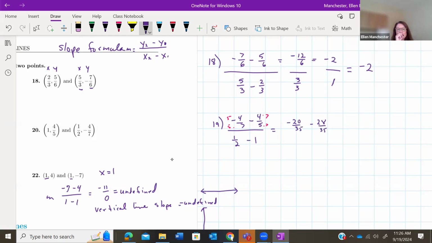Okay, so I did a common denominator of 35. Does that sound reasonable? So on the top, they're both negative, yeah. So on the top, I get a negative 48 over 35. So I'll leave that there. And then on the bottom, I have 1/2 minus, and all I'm doing is changing that 1 into a common denominator fraction. So 1 is the same as 2 over 2.